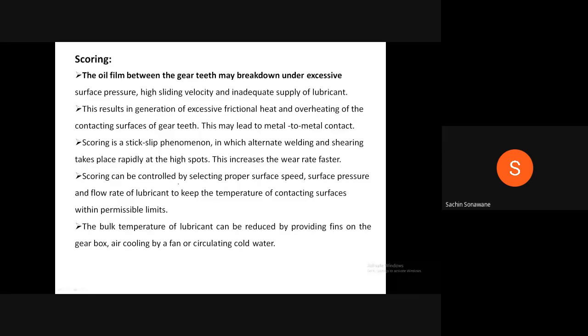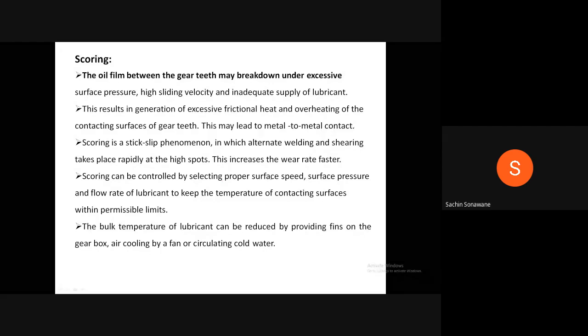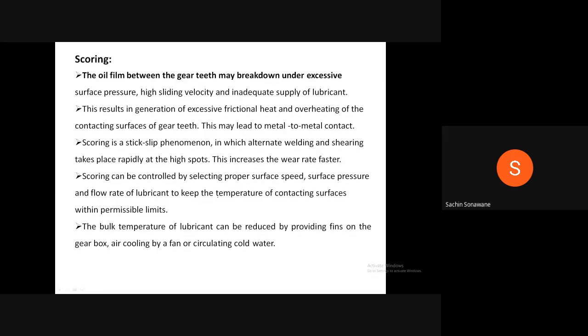Scoring can be controlled by selecting proper surface speed, surface pressure, and flow rate of lubricant to keep the temperature of contacting surfaces within permissible limits. The bulk temperature of lubricant can be reduced by providing fins on the gearbox, air cooling by a fan, or circulating cold water.